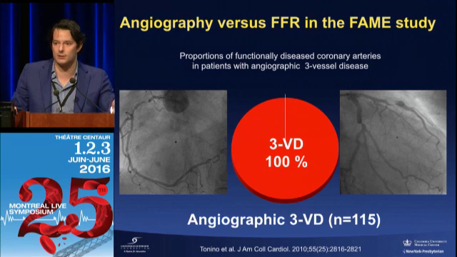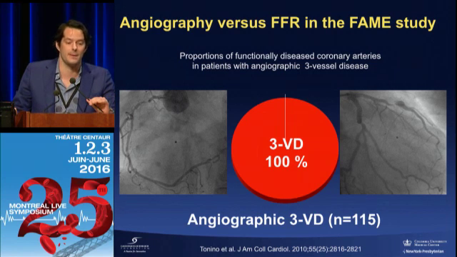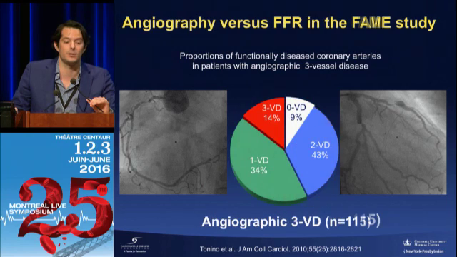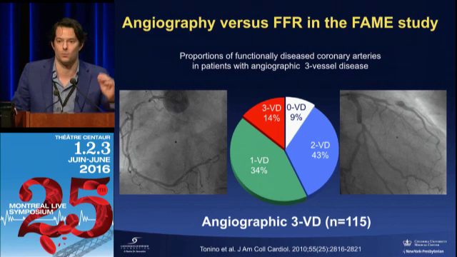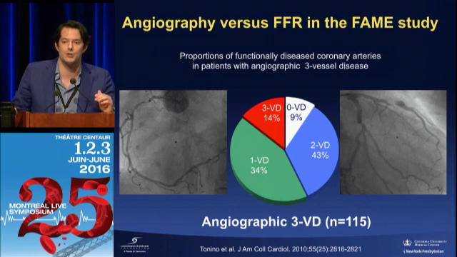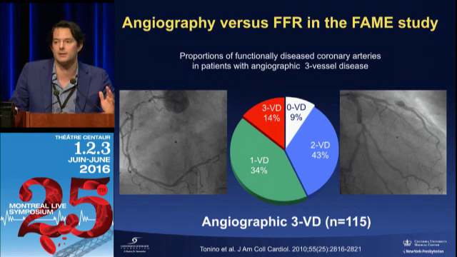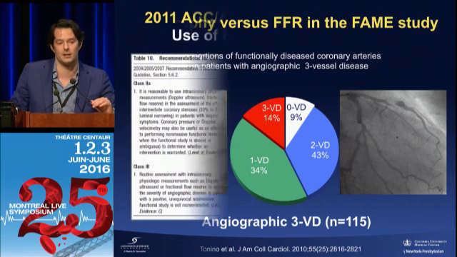And this is a lesson learned by FAME, actually, that if you take all the 3-vessel disease from FAME, 115 patients, and you do FFR, you're going to end up with only 14% of these patients being 3-vessel disease, and reclassify a substantial amount of these patients into single-vessel disease and 2-vessel disease, potentially changing the treatment strategy for this patient. So extremely important to say that the dogma of the angiogram should be avoided, and we should do more physiology assessment.